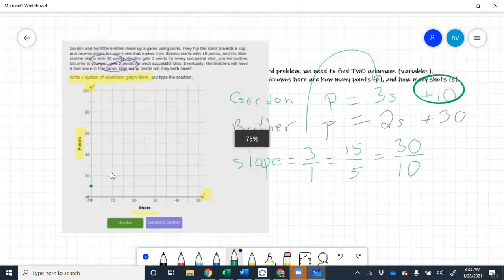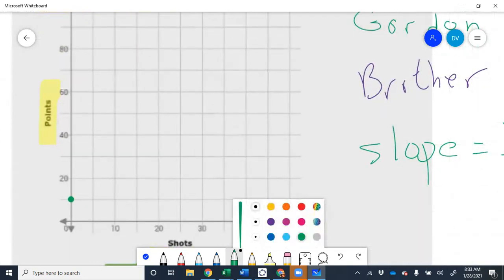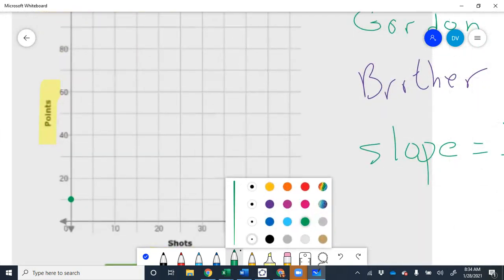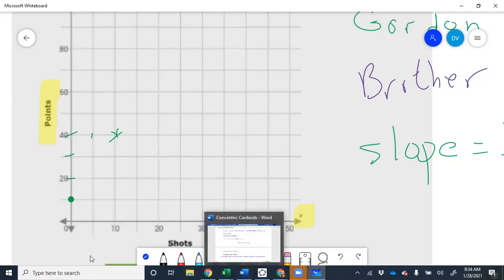I said 30, didn't I? Yeah, up 30 and over 10. Let me make a hash mark first. Up 10, 20, 30. Up 30 and over 10. So right there is where we want to put our dot. Okay? Let me erase those little hash marks, but let me put my dot first.